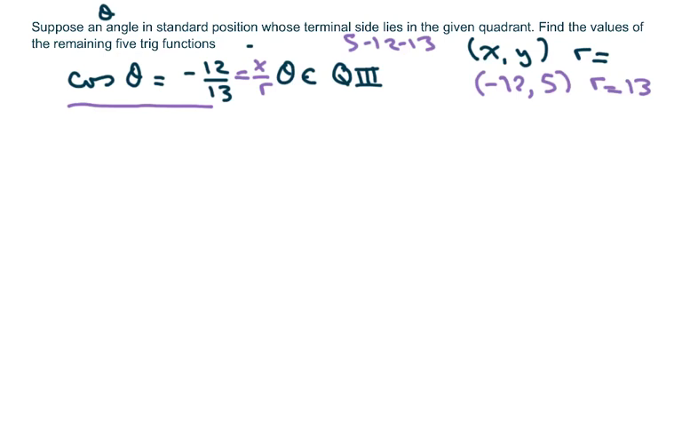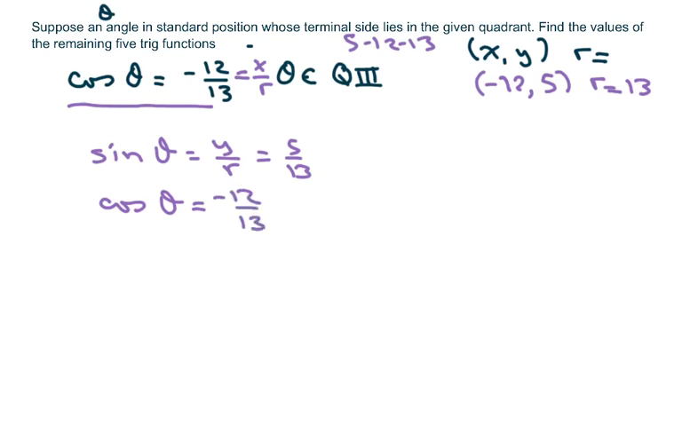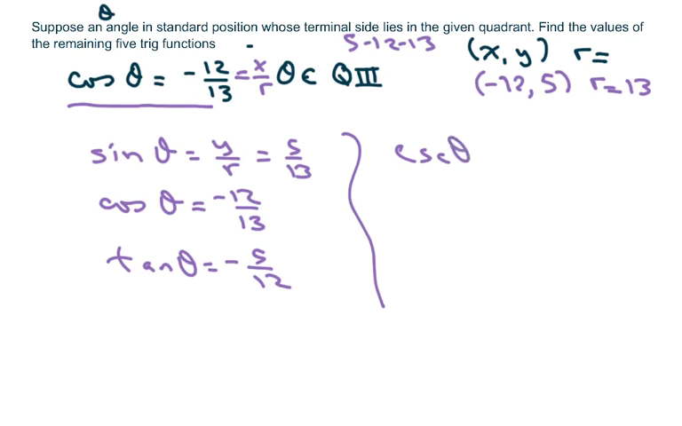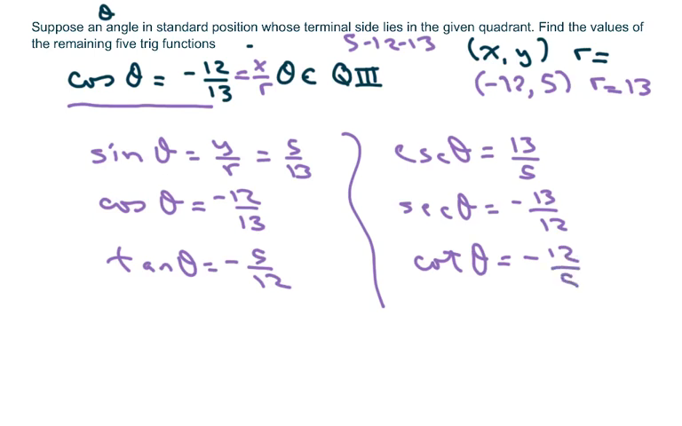So all we have to do is fill everything in. We know that sine of theta is y over r, which is 5 over 13. Then I'm going to put the cosine here. So therefore, tan of theta equals negative 5 over 12. And then you just flip everything. Cosecant, do the reciprocals: 13 over 5. Secant of theta is negative 13 over 12, and cotangent of theta is negative 12 over 5.